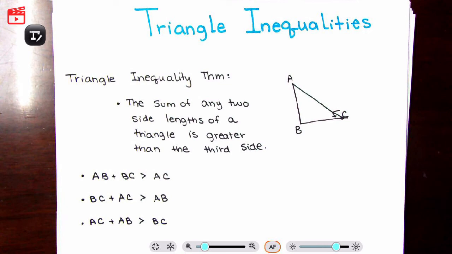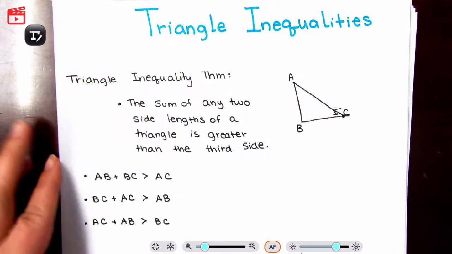In this video, we are talking about triangle inequalities. Now, this comes from the triangle inequality theorem that says the sum of any two side lengths of a triangle is greater than the third side. So what the heck does that mean? That means let's take a triangle.